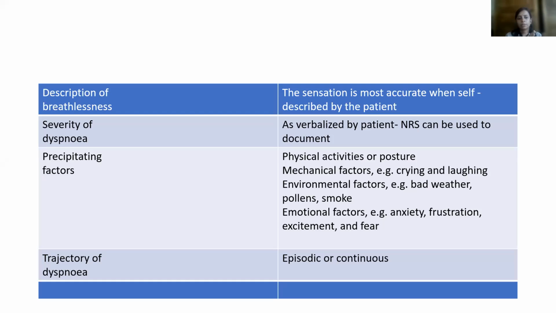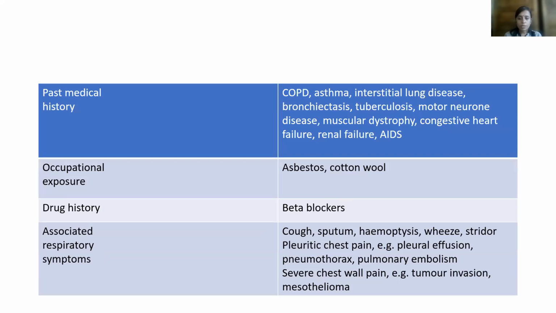What are the things that we need to document when you assess the quality or description of breathlessness? Severity: either you can ask the MMRC scale, or you can ask, out of 0 to 10, how breathless you are. Ask for the precipitating factors, whether it is walking, crying, laughing, the smell of smoke, or when they are anxious, and ask for the trajectory of dyspnea, how it is increasing and when it is decreasing.